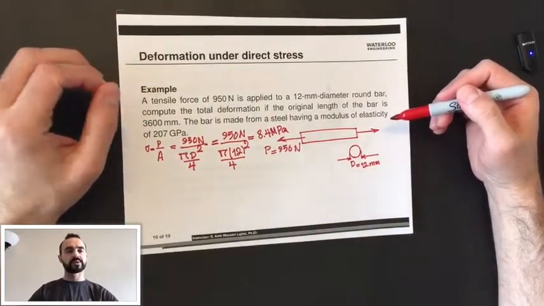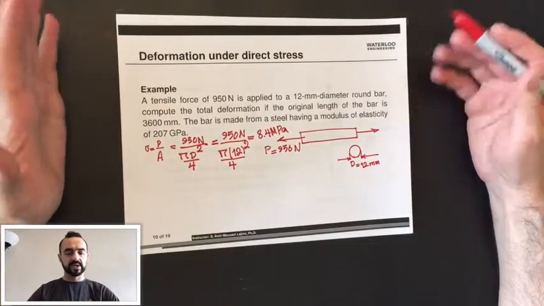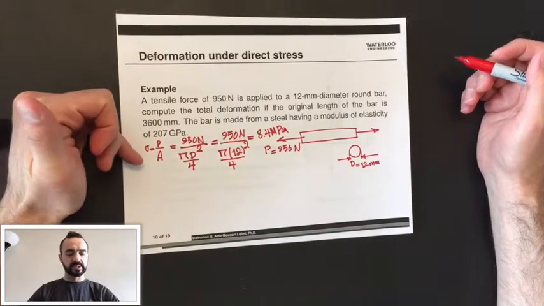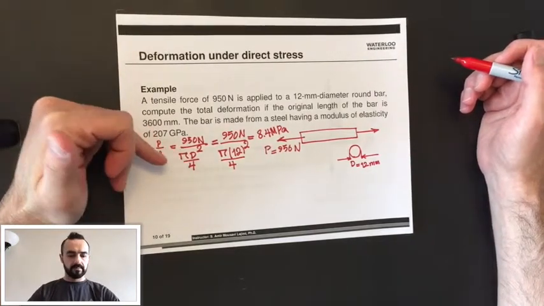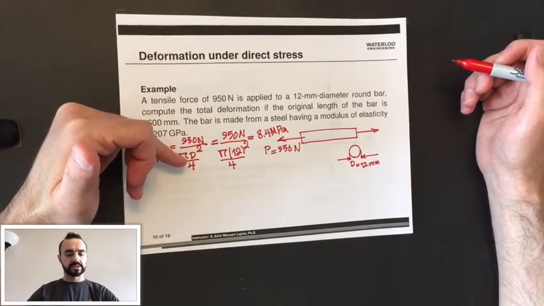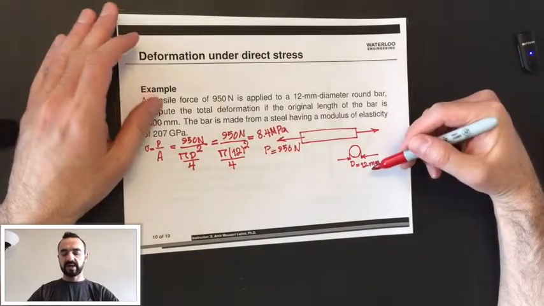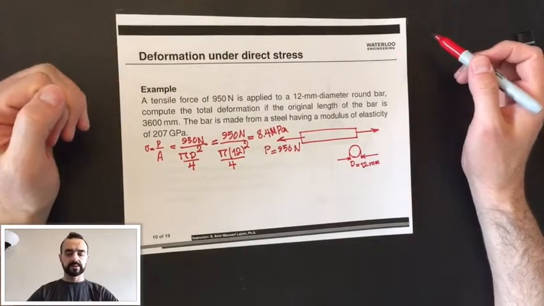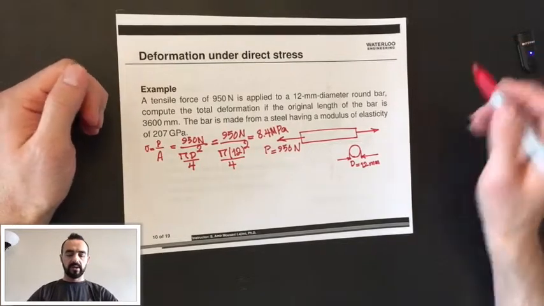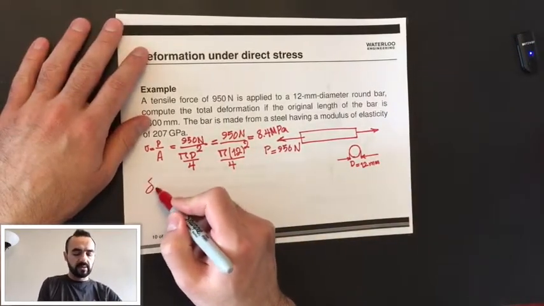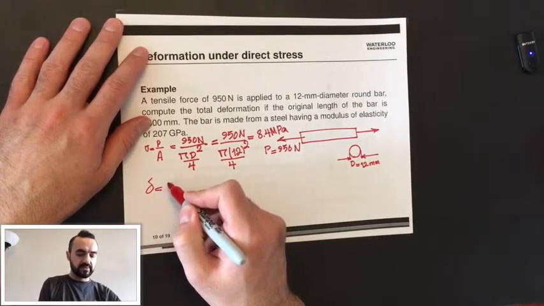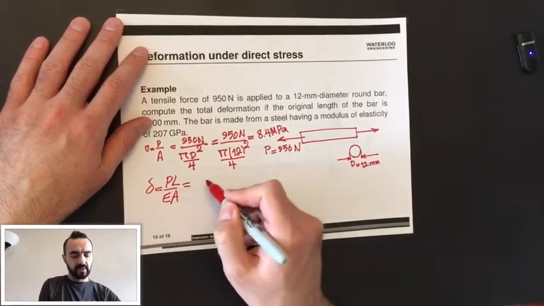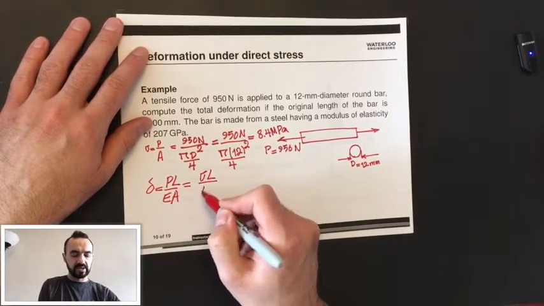So all we did was to use the basic relation for stress. We have a direct uniaxial stress. Sigma is equal to P over A. P is 950 Newton, and the diameter is 12 millimeters. So the stress we compute is in megapascal. Just be careful about the units. And then once you have that, you can go to the relation we had for elongation, which was PL over EA, or sigma L over E.